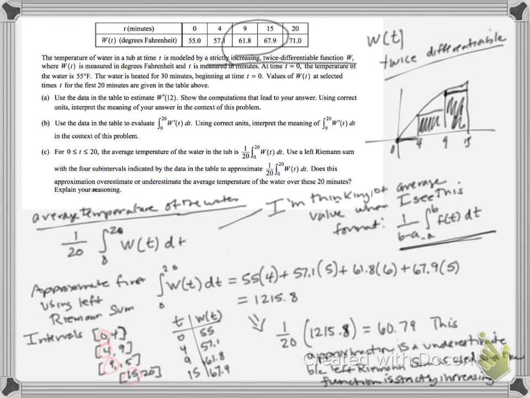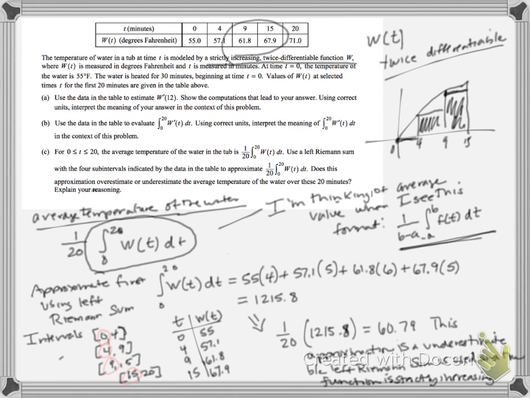All right, then it says approximate using a left Riemann sum. So you want to approximate the integral from 0 to 20 of W of t dt. When I approximate, I'm using a left Riemann sum. So my intervals are from 0 to 4, 4 to 9, 9 to 15, and 15 to 20. That's 4 subintervals. Using a left endpoint, my left endpoints would be 0, 4, 9, and 15. I get the heights at those points, which are 55, 57.1, 61.8, and 67.9.